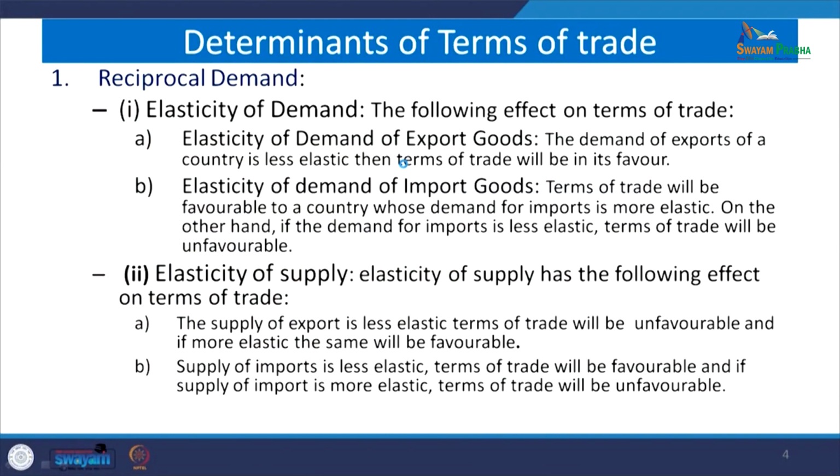Now, determinants of terms of trade: what it affects, what are the causes, what are the factors of terms of trade. I have mentioned so many factors based on understanding from various perspectives. The first factor is called reciprocal demand. One of the important instruments of reciprocal demand is elasticity of demand, elasticity of demand for imports as well as exports: elasticity of export demand, elasticity of import demand.